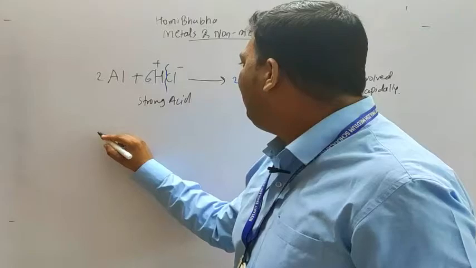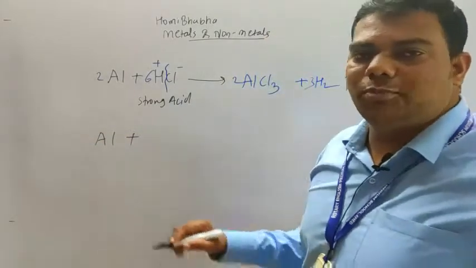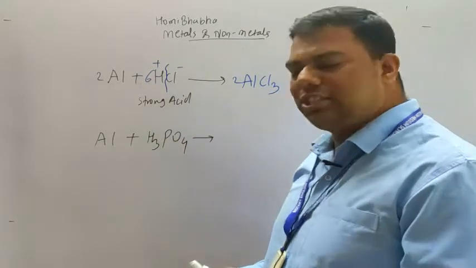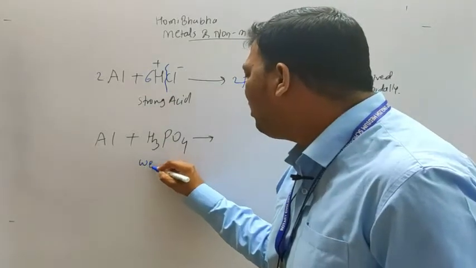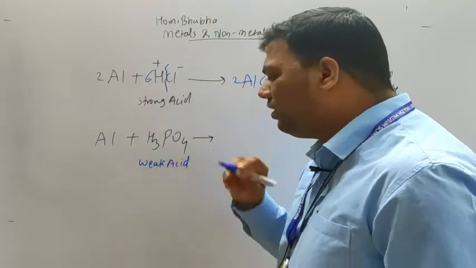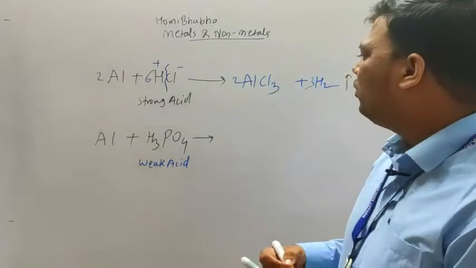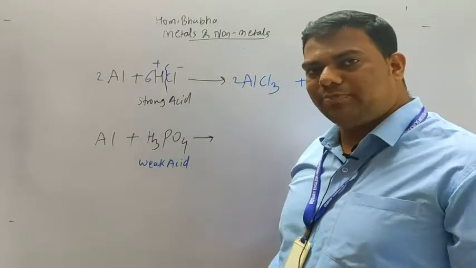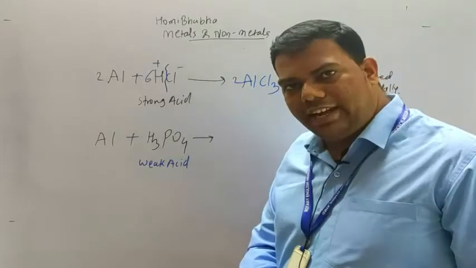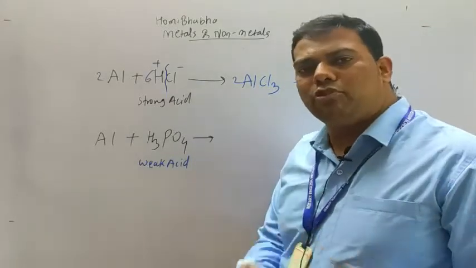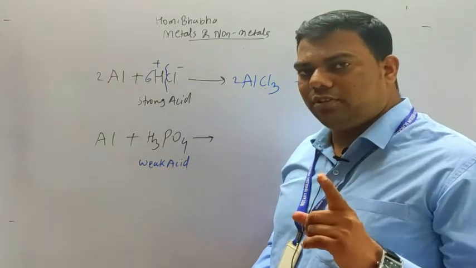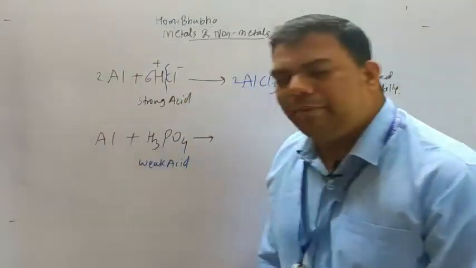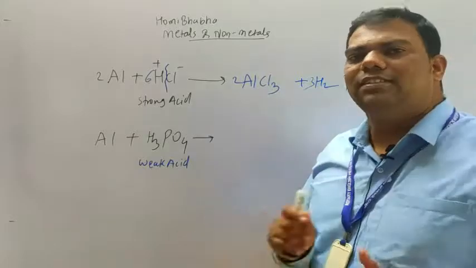Next we will see Al plus phosphoric acid. Phosphoric acid is H3PO4, and this is a weak acid. So the rate of displacement of hydrogen gas from the acid depends on electropositive character also. Keep this in mind: the rate of displacement of hydrogen from acid depends on the electropositive character of that metal.